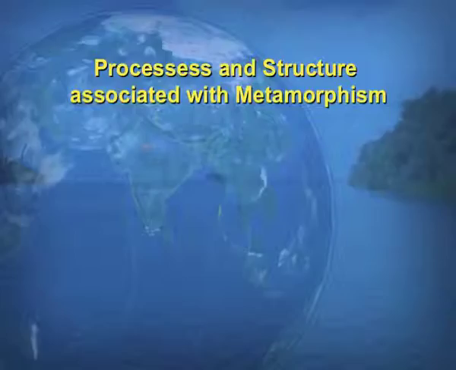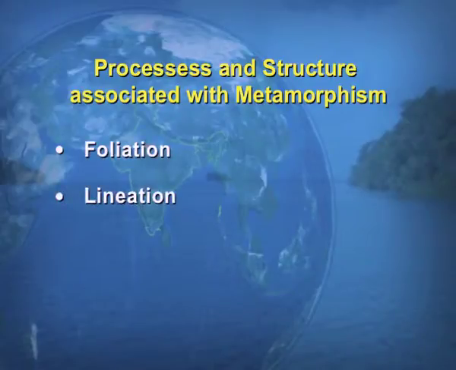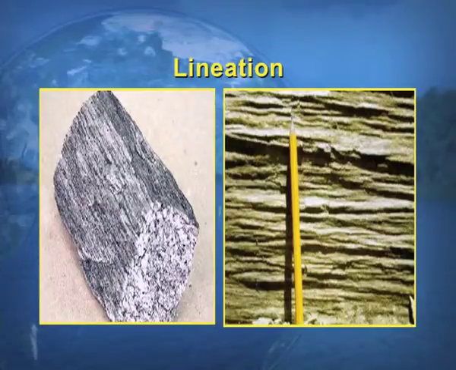Now, the processes and structures associated with metamorphism, this is very important, children. Just see that there are three types of processes which take place. One is foliation, another is lineation and the third is banding. Look at the picture, it will show you how the lineation takes place. It is the mineral grains which are drawn out into long, thin pencil-like objects, and the pictures are self-explanatory, showing the lineation.